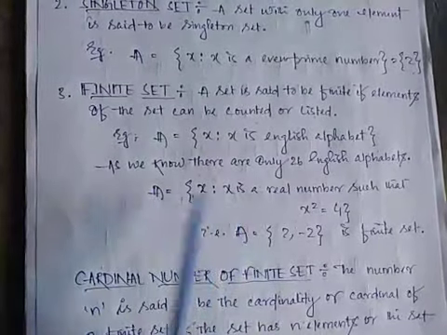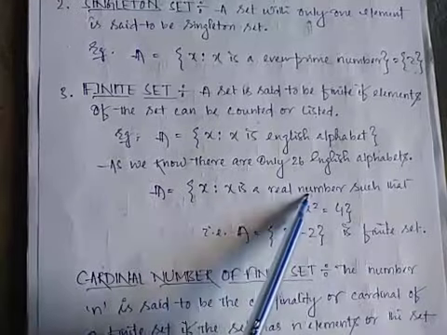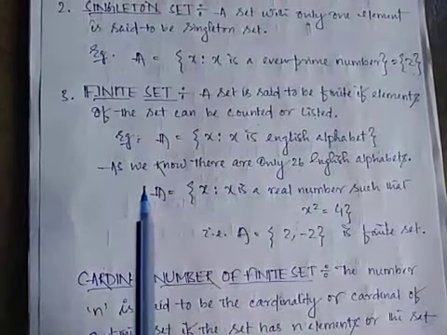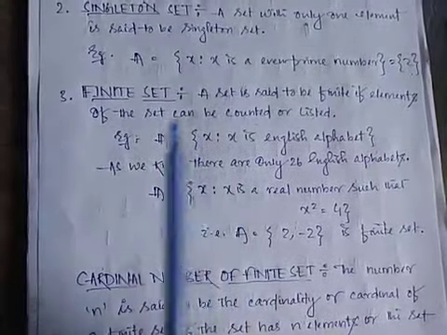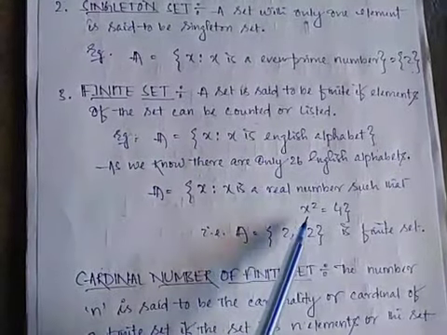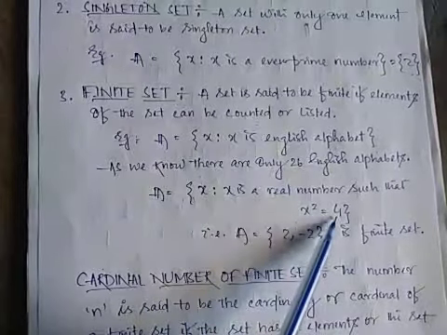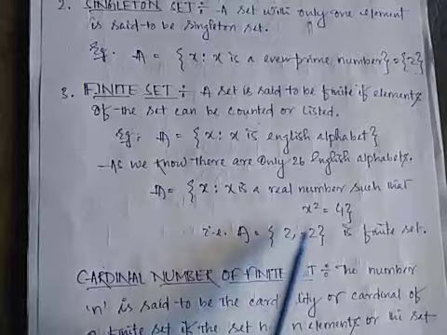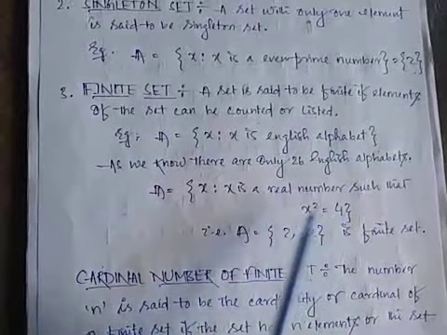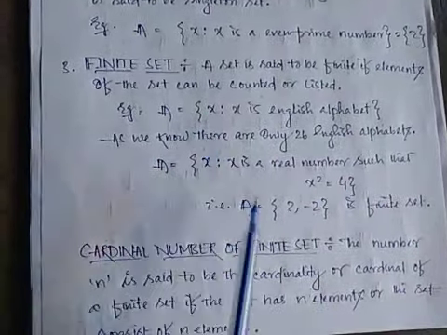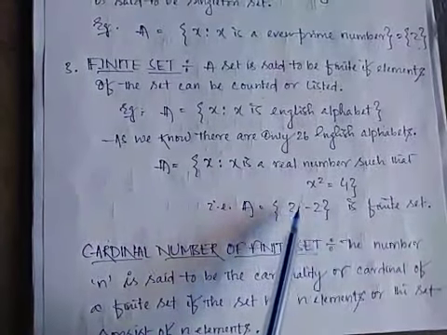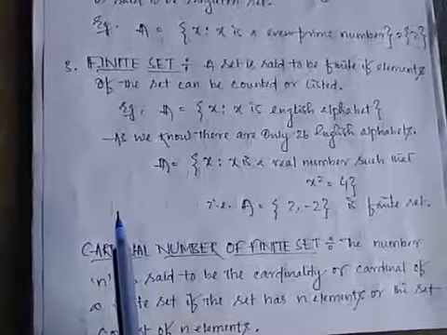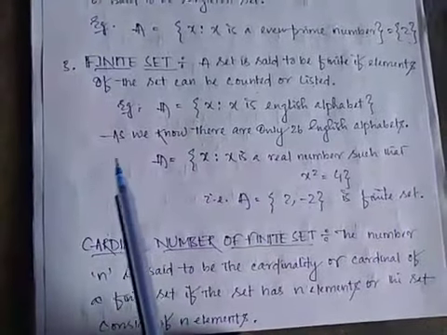Similarly, I gave one more example. X such that X is a real number such that X square is equal to 4. So I have to find numbers in which the square of that number is equal to 4, and you all know that 2 squared is 4 and minus 2 squared is also 4. So in this set we have only two elements. First one is 2, next one is minus 2, and we can count the number of elements. That's why this is also a finite set.